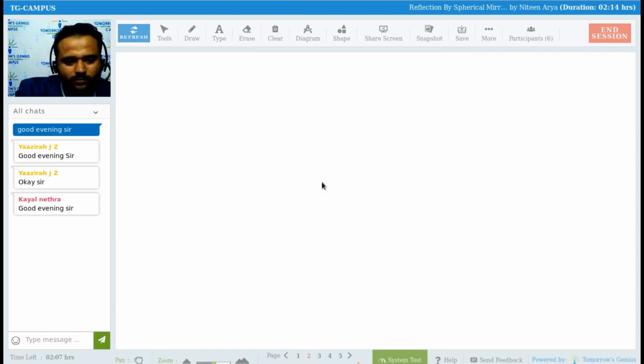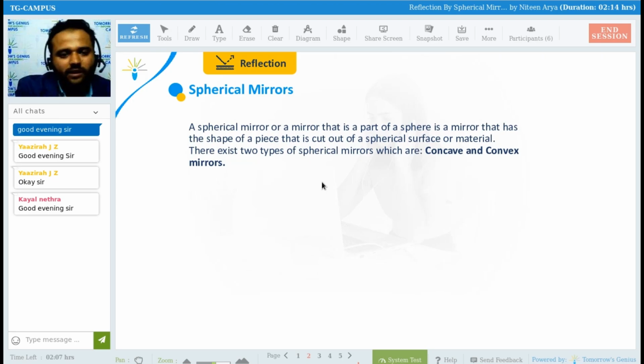Okay, so as we know, spherical mirrors. So first of all, what is a mirror? You guys tell me. Even what is a spherical mirror?